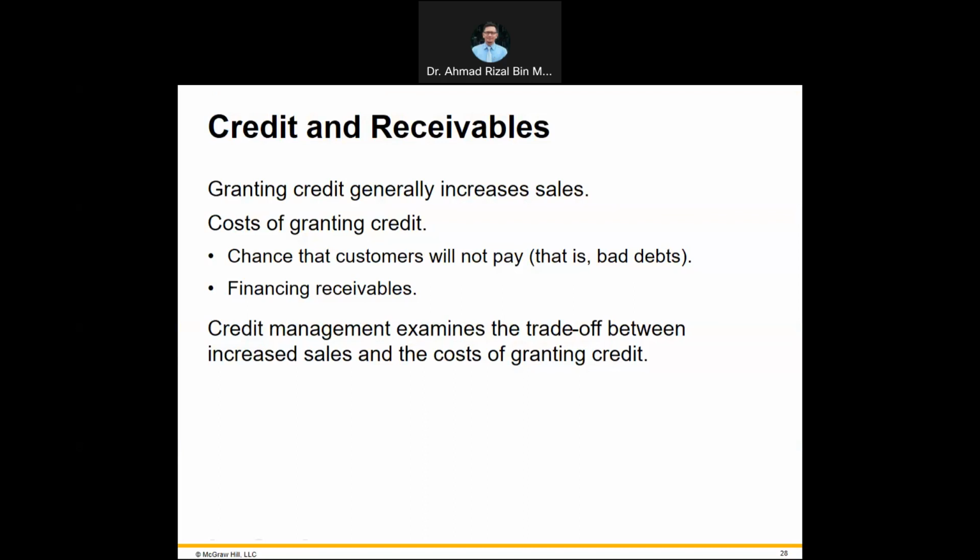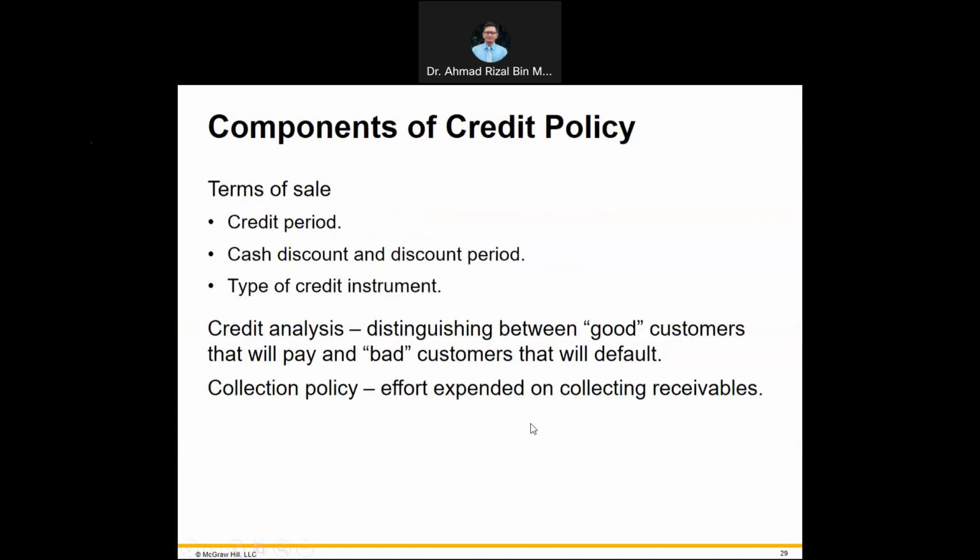But if, let's say, you are too flexible, you are granting a high discount or also a longer credit term, you allow your customer to repay or to pay you in a longer period of time, there is a probability of default. So although demand will increase, right, we'll get more customers, but there is a possibility of default.